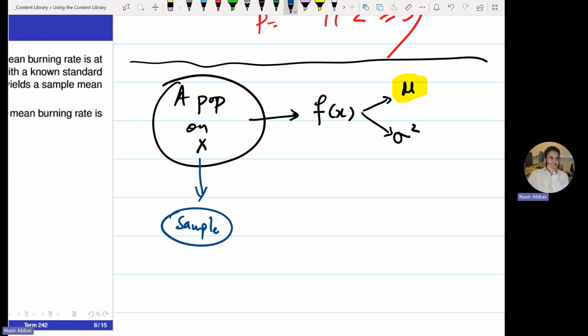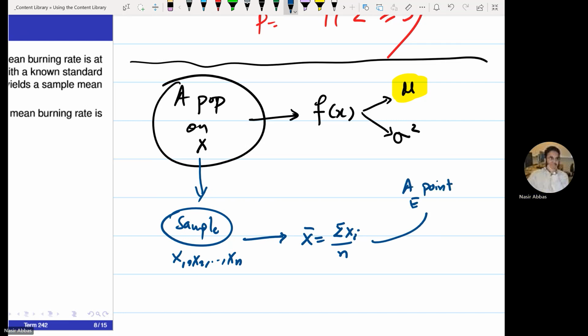representative part of this population and you call this representative part a sample. This sample is on n values. From this sample, you compute x bar, which is nothing but the sum of values divided by the number of values, and you call this x bar a point estimate of this mu. We did this in chapter 6.